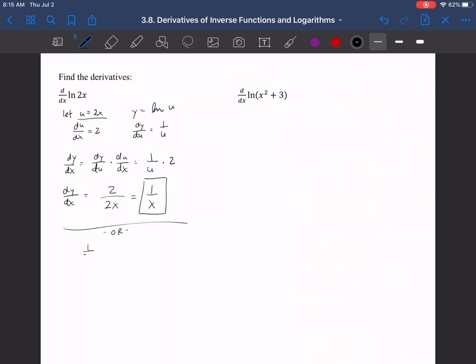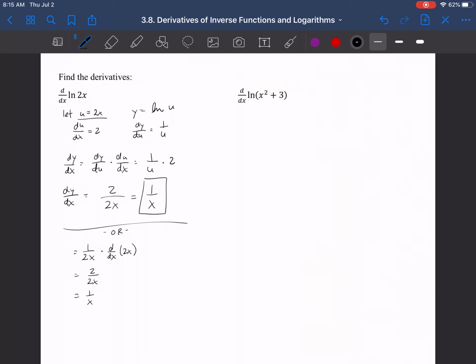the derivative just becomes 1 over 2, not 2u, 2x, times, that's the outer derivative, times the inner derivative, the derivative of 2x, right? Which is just going to equal 2 over 2x, which is just 1 over x as well. So whichever way you're more comfortable with, you go ahead and do that. Do it whichever way you like more.